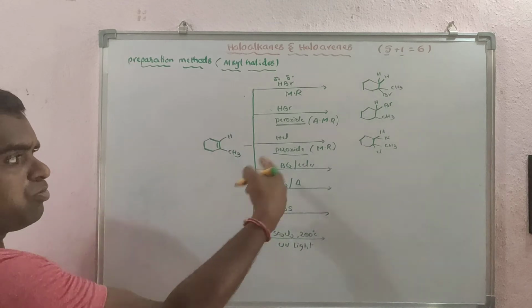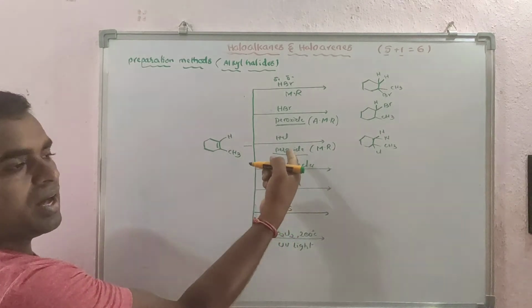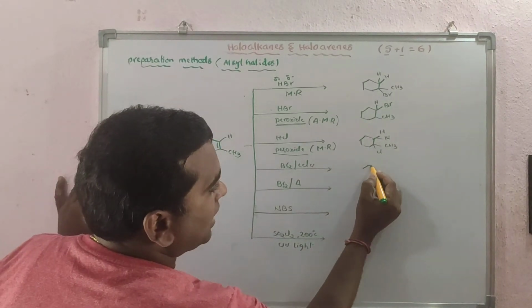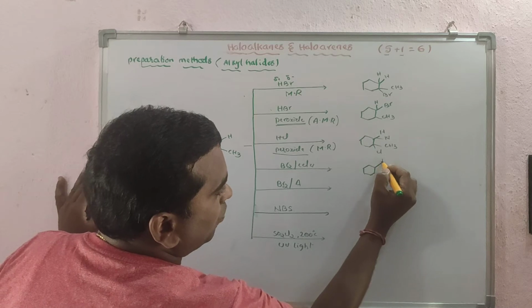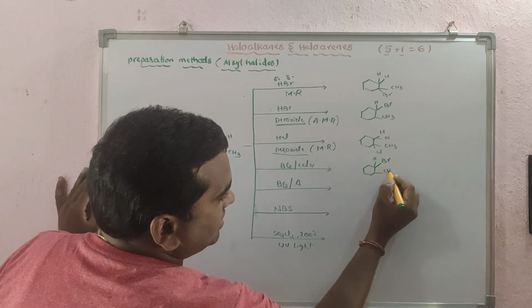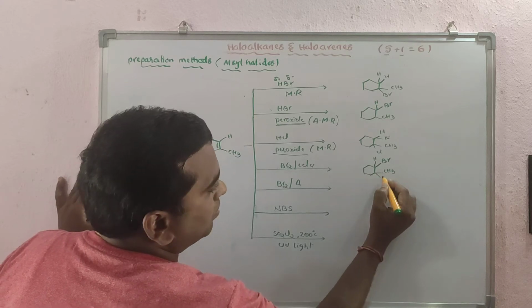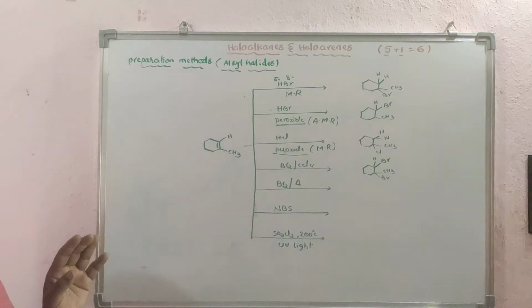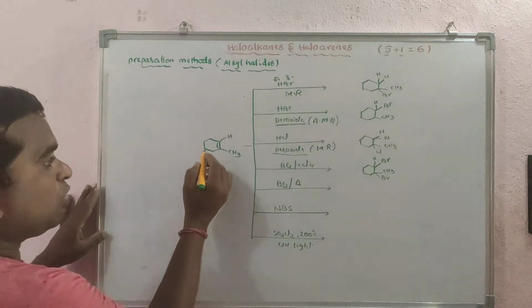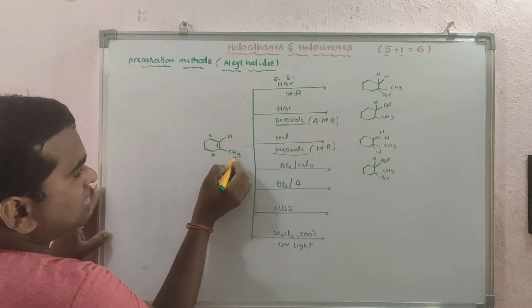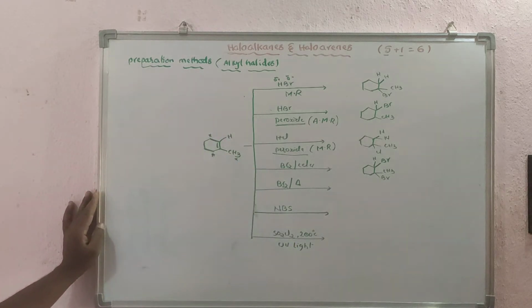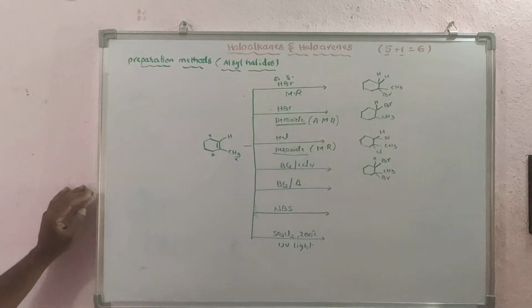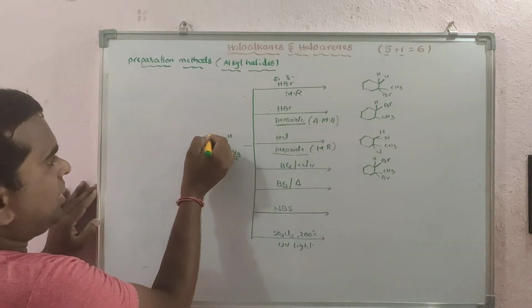Next one, bromine in CCl4. Bromine in CCl4 is used to detect the presence of a double bond in the compound. Where the double bond is there, bromine atoms will be added. And here bromine and hydrogen are there, and CH3, and here a bromine atom. Next one, bromine at high temperature means what? Allylic substitution. You know, this is an allylic carbon and this is also an allylic carbon. Clear? And here 3 allylic carbon atoms are there.